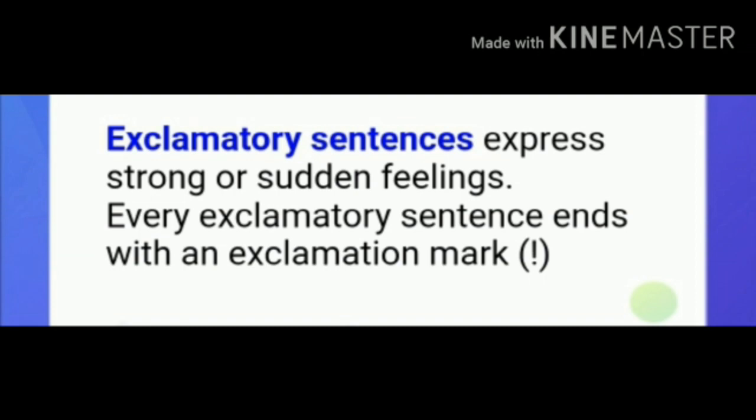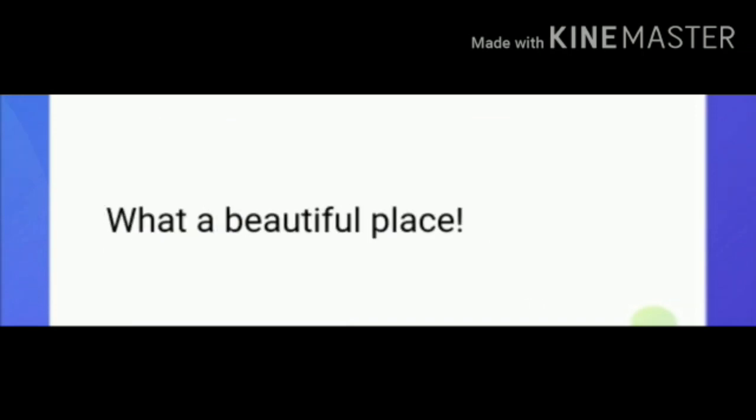As we read earlier, the next type of sentences are exclamatory sentences. Exclamatory sentences express strong or sudden feelings. Every exclamatory sentence ends with an exclamation mark. So children, the exclamation mark is the identity of every exclamatory sentence. For example, what a beautiful place! This sentence is expressing a sudden feeling of joy, so it is an exclamatory sentence and it is ending with an exclamation mark.